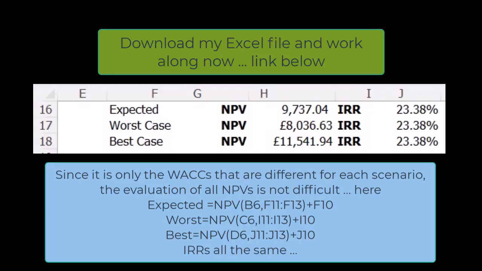The IRRs are all the same in these scenarios, because all the cash flows are the same, so the IRRs must be the same. You can work out what the formula for that might be.